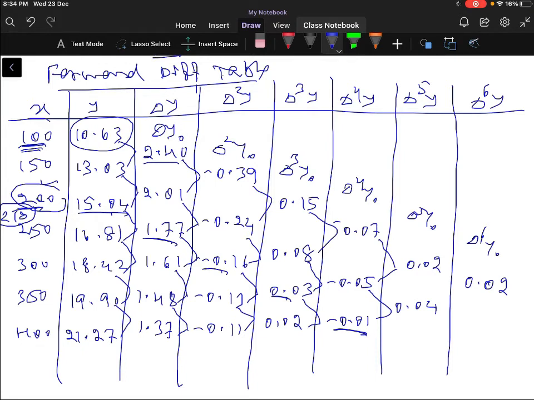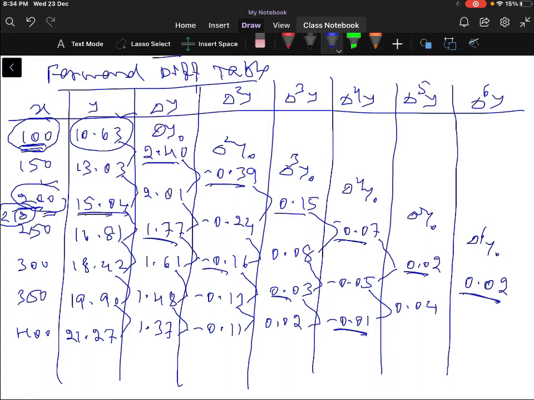Another possible way to find the value of y at x equal to 218, which is near to 100, is to take x naught as 100, therefore y naught is 10.63, delta y naught is 2.40, delta square y naught is minus 0.39, delta cube y naught is 0.15, delta 4 y naught is minus 0.07, delta 5 y naught is 0.02, delta 6 y naught is 0.02 also. You can use any one, but the solution will be the same.